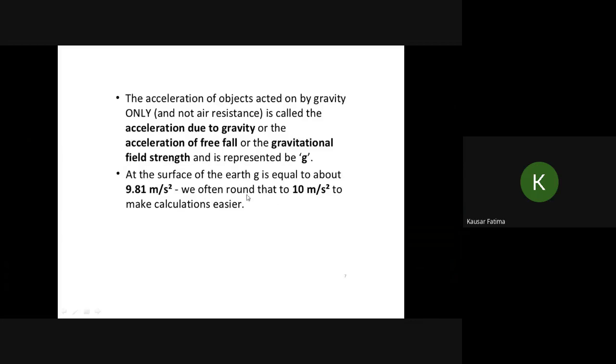And remember, what does g equal to 9.81 meters per second squared, or 10 meters per second squared, mean? The speed of an object which falls freely under gravity increases by 10 meters per second every second, and the speed of an object which is thrown against gravity decreases by 10 meters per second every second.